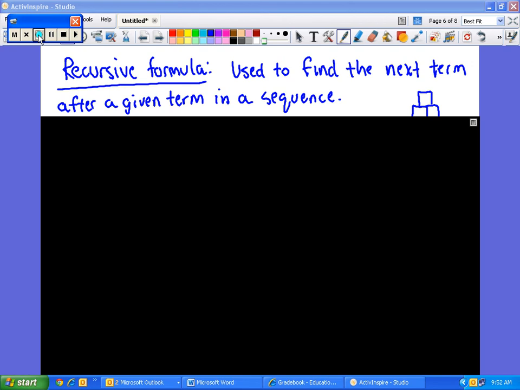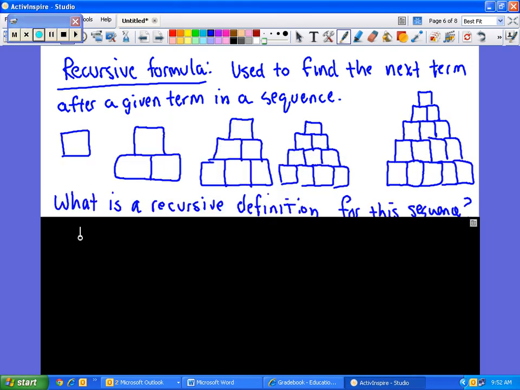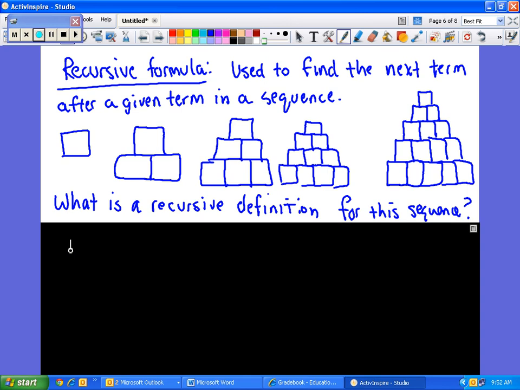Okay, so here's my example. I have a series of pyramids, and I want to know what is the recursive definition. Notice this is going to be slightly different. The recursive formula is slightly different from the recursive definition. We find the recursive formula, and that helps us to create the recursive definition.